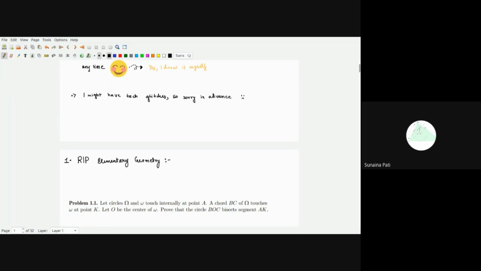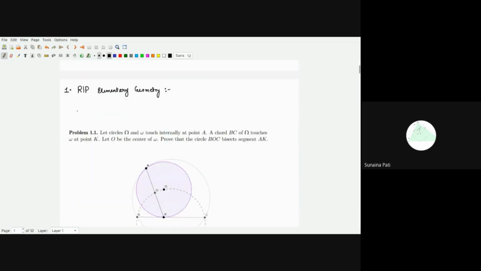Is everybody fine with it? I'll give you 5-ish minutes, take your time. Once you're done, you can raise your hand or type in the chat that you're done, and we can start discussing. There's also a diagram to it, so I'll follow that too.